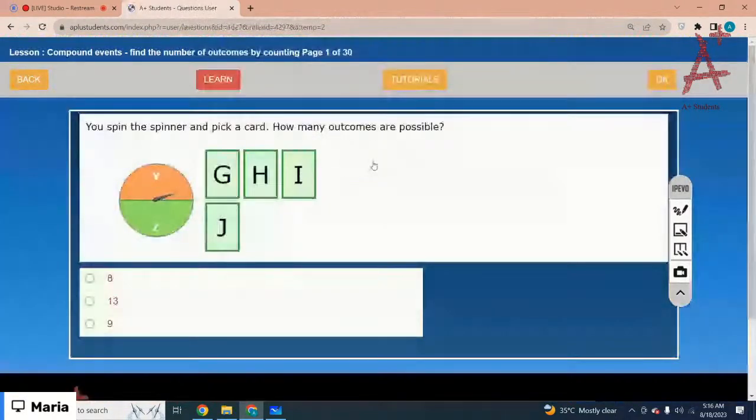You spin the spinner and pick a card. How many outcomes are possible? Which is the correct option? You have two outcomes from the spinner and four outcomes for the card. So 2 times 4 makes 8. The correct option is 8.